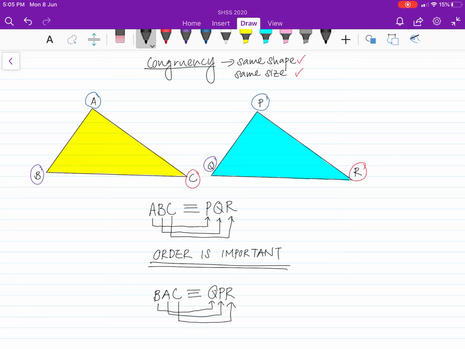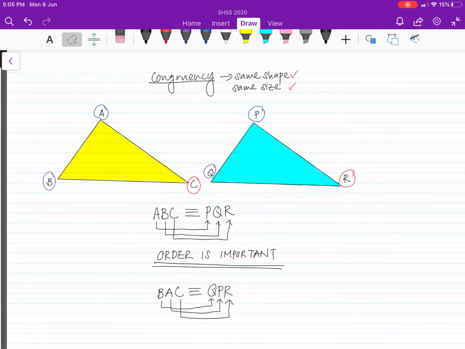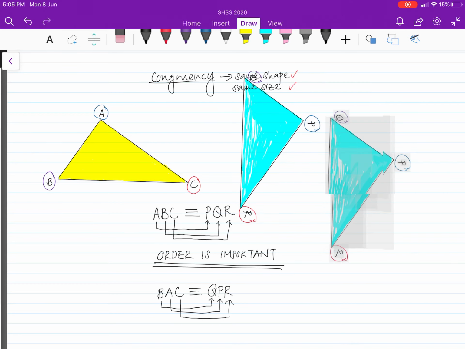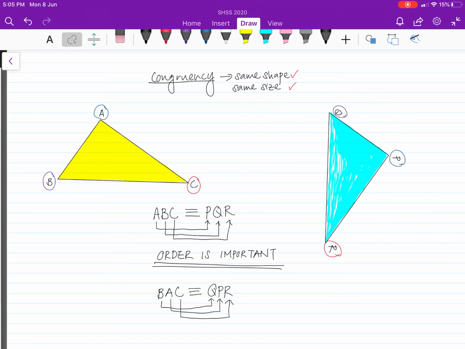Now, does it matter if my shape is rotated? For example, I have this figure and I'm going to rotate it like this. Are the two triangles still congruent? Yes, they are. No matter how you rotate or how you flip, as long as they are of the same shape and same size, if you rotate back, then they are congruent.